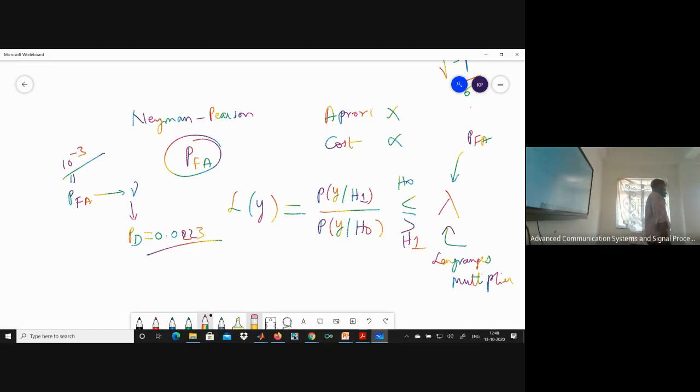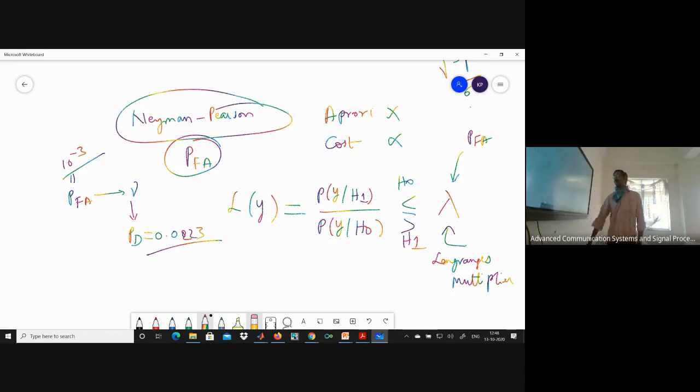Because the probability of detection is very small, this is not a good detector as of now. But still people are using this Neyman Pearson detector for radar, particularly in radar applications. So why? That we will try to see now.